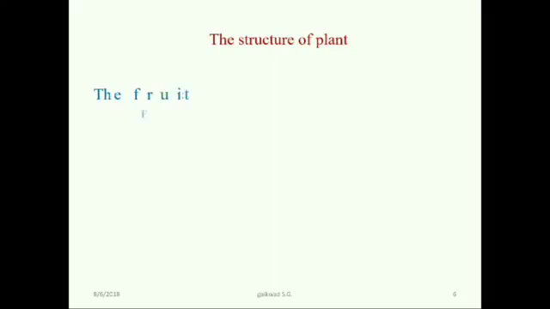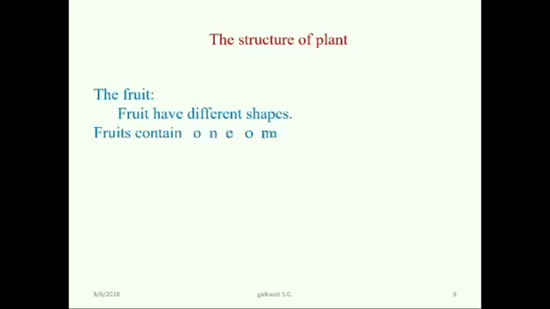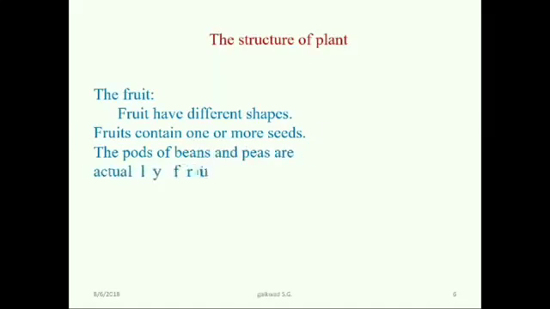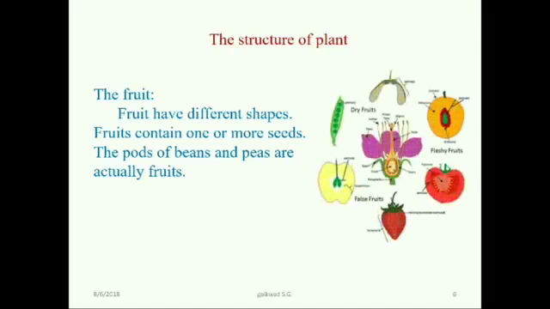Next is the fruit. Fruits have different shapes. Fruits contain one or more seeds. The pods of beans and peas are actually fruits. This is the diagram of a fruit.